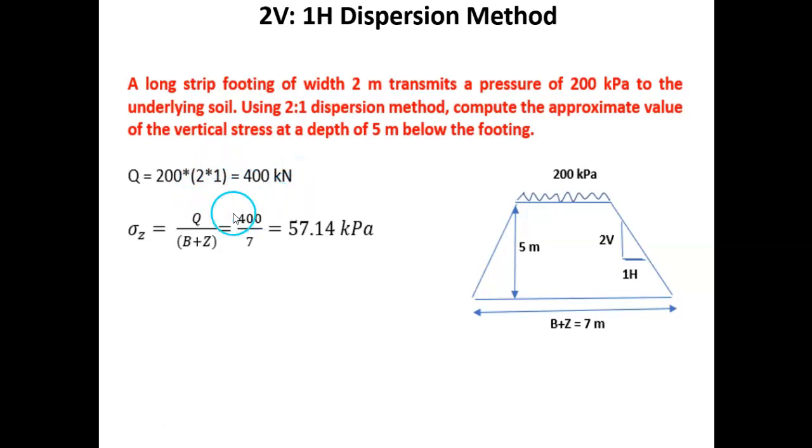So now total load divided by area of the soil on which the load is acting is equal to Q divided by B plus Z into 1 per meter length, which is equal to 400 divided by 7. We will be getting the value as 57.14 kilonewton per meter square per meter length.